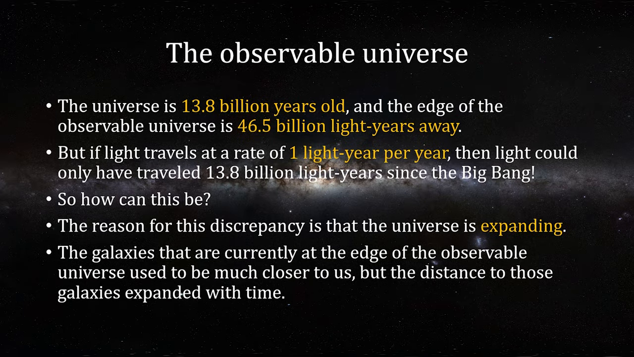Now, to answer a question that was asked, the universe is 13.8 billion years old, and the edge of the observable universe is 46.5 billion light years away. So if light travels at the rate of 1 light year per year, by definition, then light could only have traveled 13.8 billion light years since the Big Bang. So how can this be? Well, the reason is that the universe is expanding.